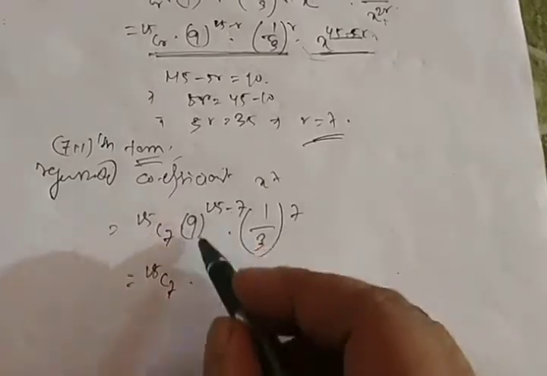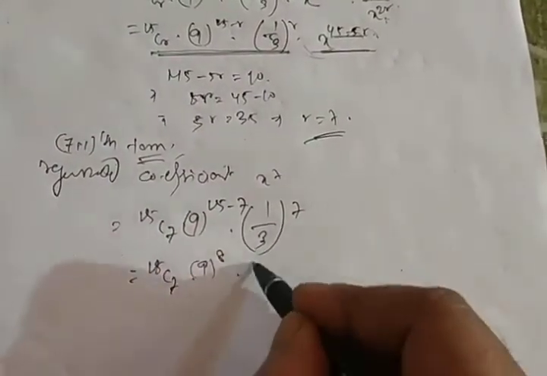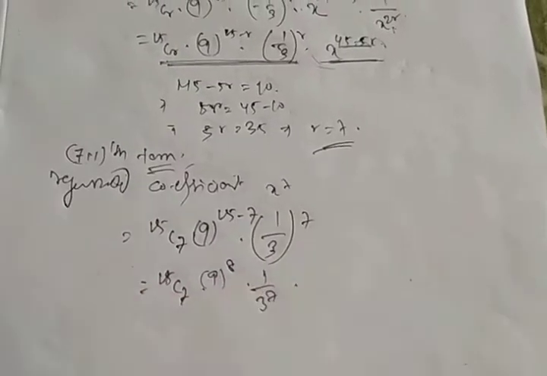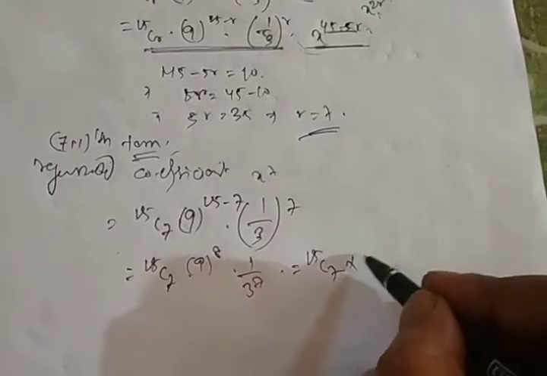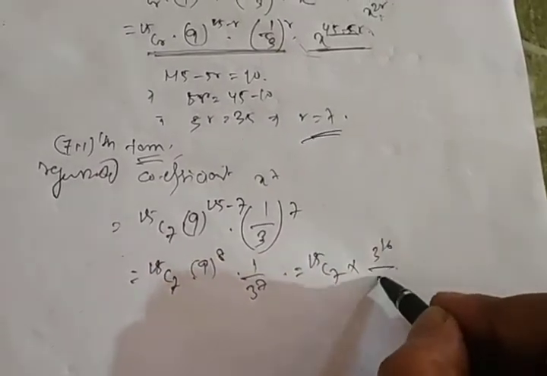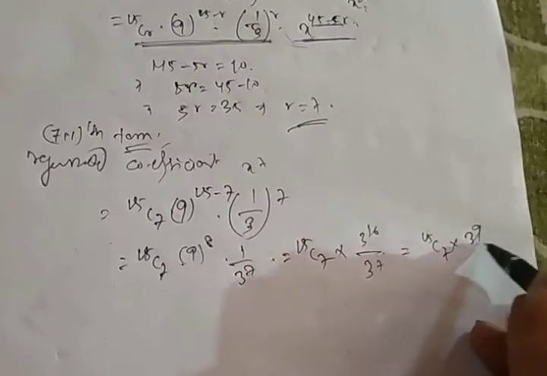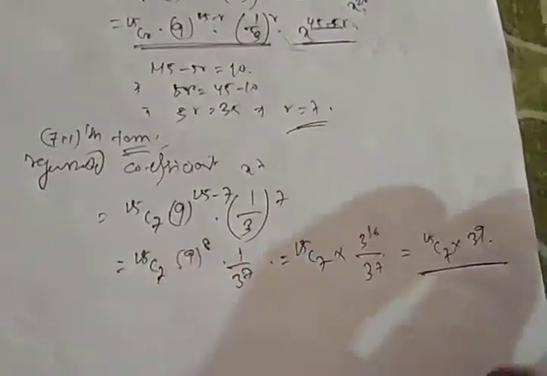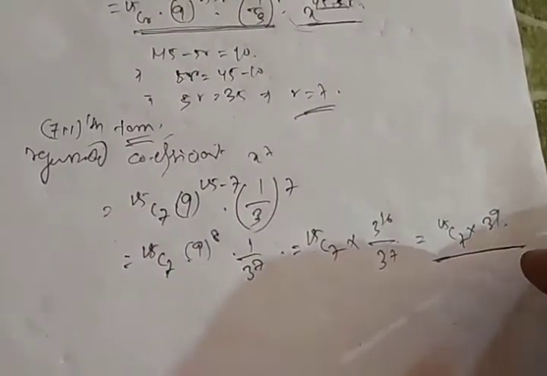15C7 times 9 to the power 15 minus 7 means 9 to the power 8, and 1 by 3 to the power 7. This can also be written as 15C7 into 3 to the power 16 divided by 3 to the power 7, which means 15C7 into 3 to the power 9. You can calculate this by using a calculator.